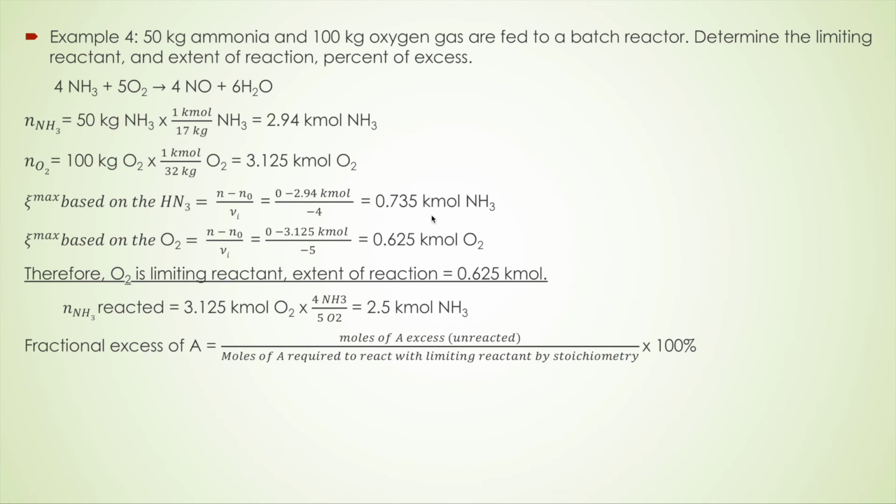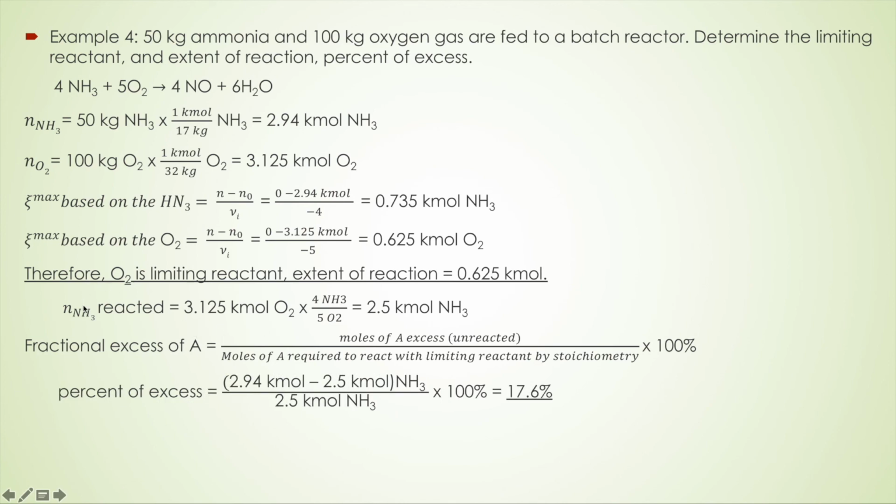And because oxygen is the limiting reactant, ammonia is the excess reactant. Therefore, for the fractional excess, we know from the formula that the fractional excess of species A is equal to the mole number of A in excess divided by the moles of species A reacting with the limiting reactant by stoichiometry. From this reaction, we found that the moles of ammonia reacting with oxygen is 2.5 kilomole. That is based on the limiting reactant by stoichiometry.